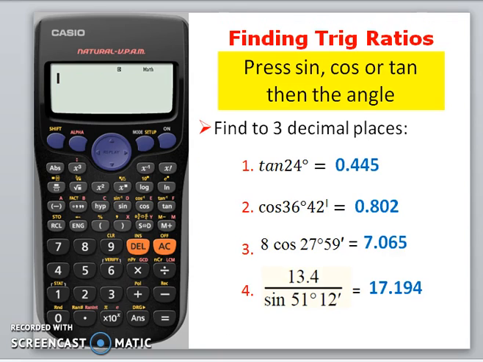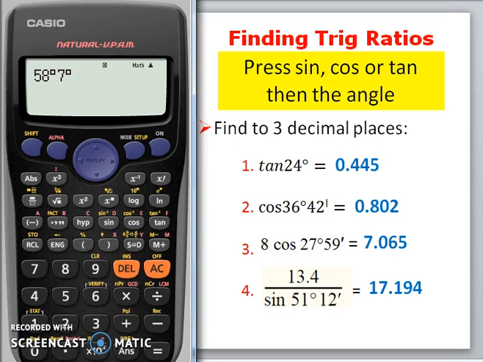Finding trig ratios on your calculator, you would type in the sine, cos or tan first, then the angle. So let's try these ones and check if we can get these answers here. So tan of 24, I'll press tan, 24, press equals. So make sure you can get that on your calculator. It's rounded to 3 decimal places, 1, 2, 3, and then I cut everything else off.